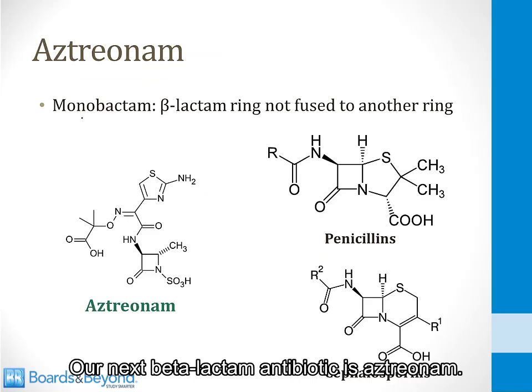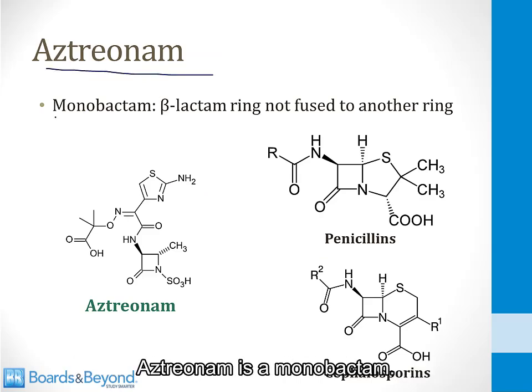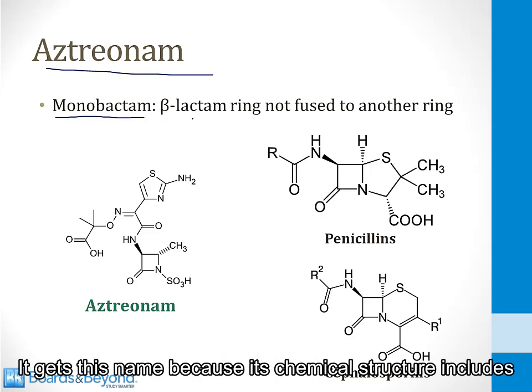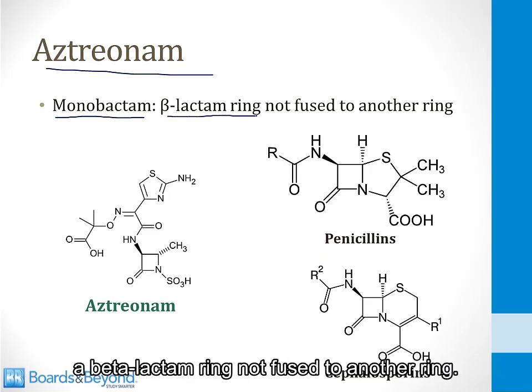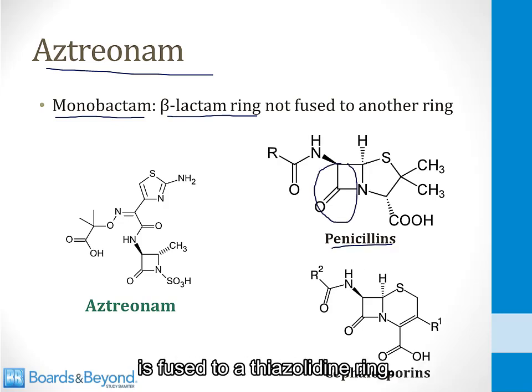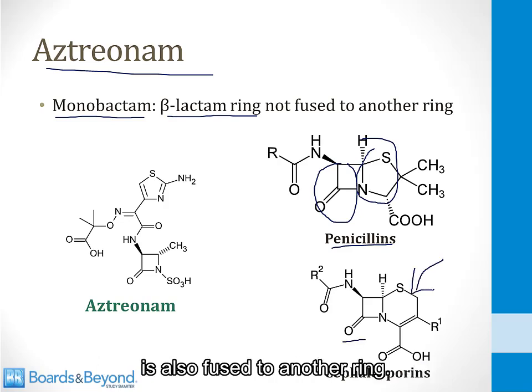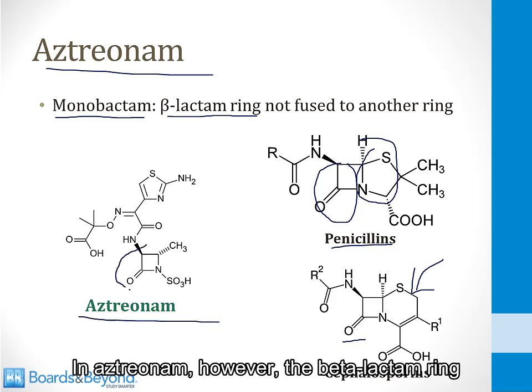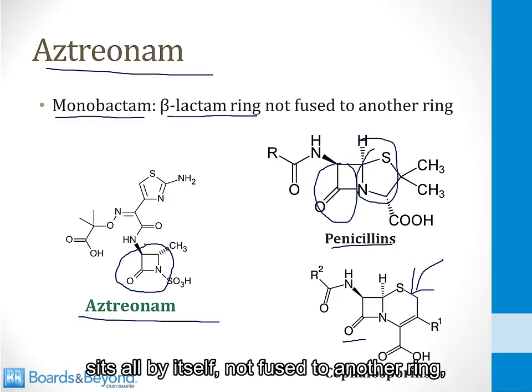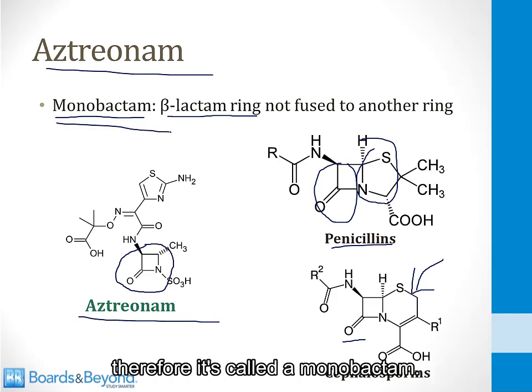Our next beta-lactam antibiotic is aztreonam. Aztreonam is a monobactam. It gets this name because its chemical structure includes a beta-lactam ring not fused to another ring. In penicillins, the beta-lactam ring is fused to a thiazolidine ring. In cephalosporins, the beta-lactam ring is also fused to another ring. The same is true of carbapenems. In aztreonam, however, the beta-lactam ring sits all by itself, not fused to another ring. Therefore, it's called a monobactam.